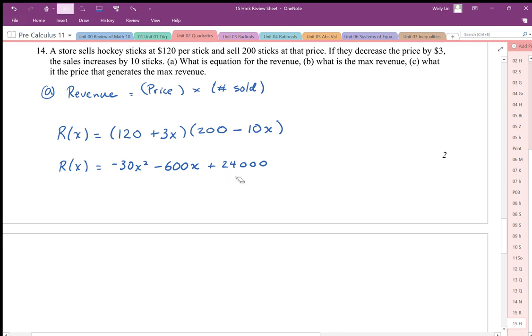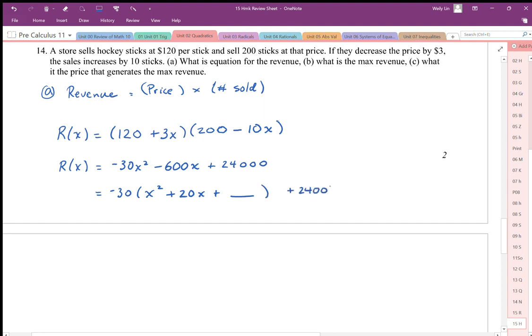But that's not what I'm looking for. I'm looking for the max value, so I need to find the vertex. So I'm going to complete the square to find my vertex. So I'm going to factor out the negative 30. So I end up with 20x as my middle term. I'm going to put the 24,000 on the outside.